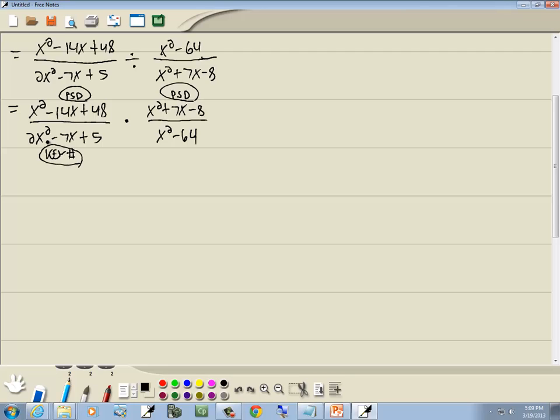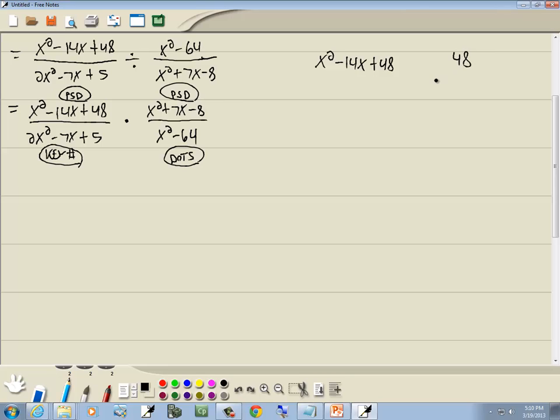Key number, because we've got x squared, x, no x, and there's a number in front of our x squared. And this is the difference of two squares, two terms with a minus. Okay. Let's first look at x squared minus 14x plus 48.